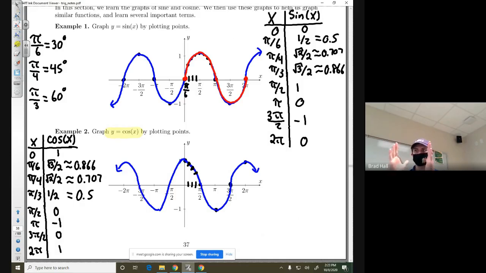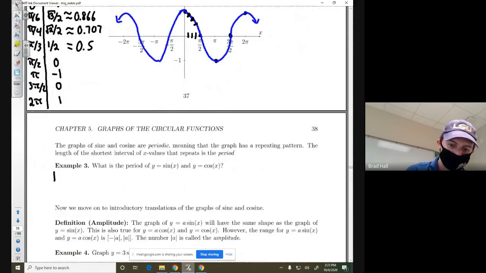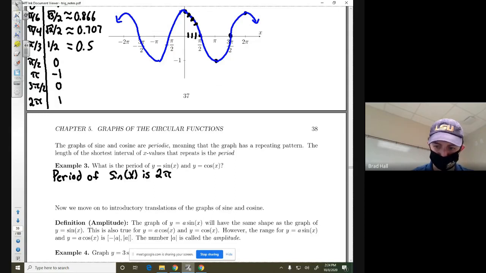Because you could copy that image, paste it over to the left or the right, and that would stay true to the graph of sine. So what is the length of that segment that I just drew in red? Furthest to the left is 0, the furthest to the right is 2 pi. So the period is 2 pi. So the period of sine of x is 2 pi. Sometimes it's denoted as capital T.